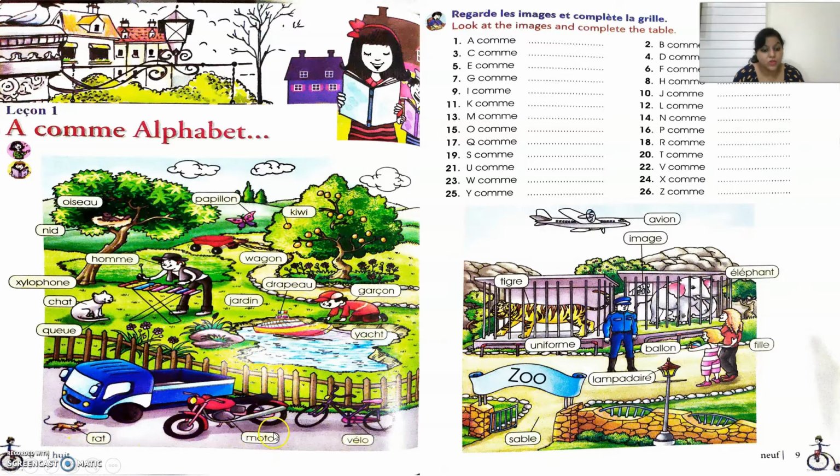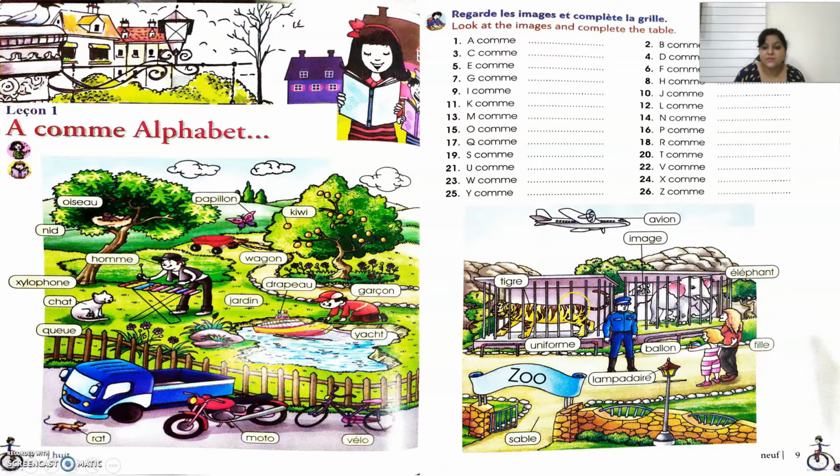Rat. Moto, that's a motorbike. Vélo, bicycle. Jardin, that's a garden. Wagon, that's a cart. Papillon, butterfly. Kiwi, that's a fruit. Drapeau, flag. Garçon, boy. Yacht, that's a yacht.